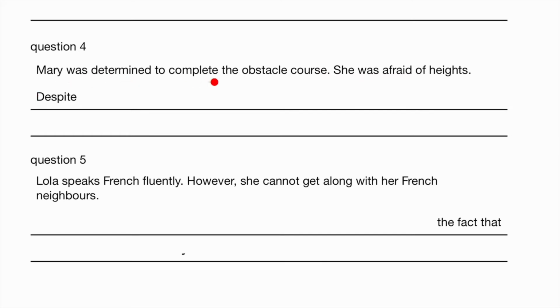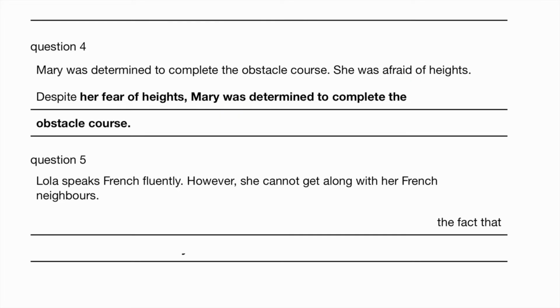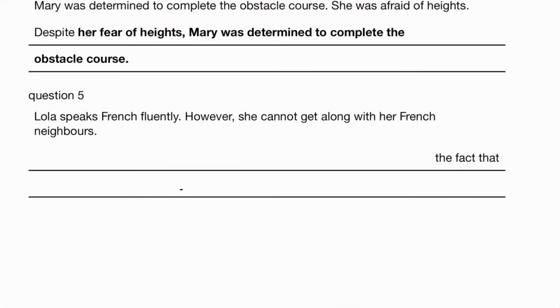Mary was determined to complete the obstacle course. She was afraid of heights. So despite her fear of heights, so again, word change, Mary was determined to complete the obstacle course. Alternatively, despite the fact that she was afraid of heights, Mary was determined to complete the obstacle course.